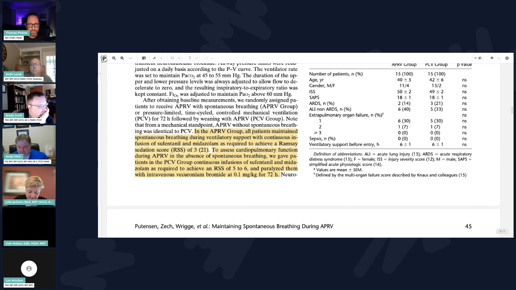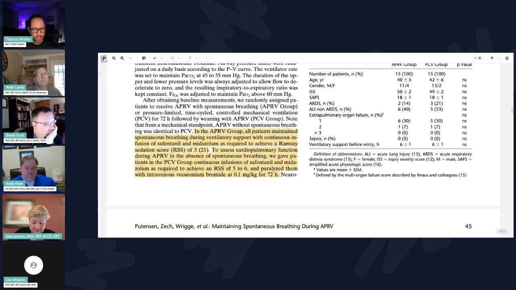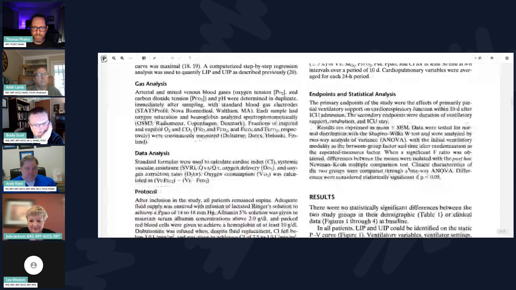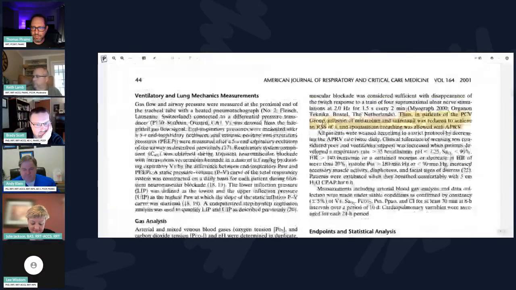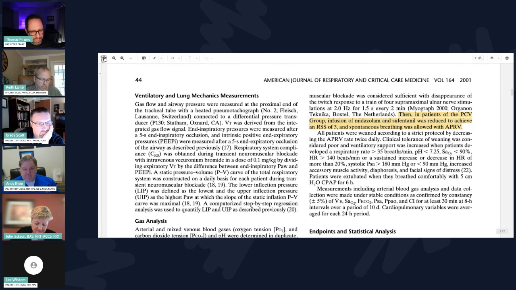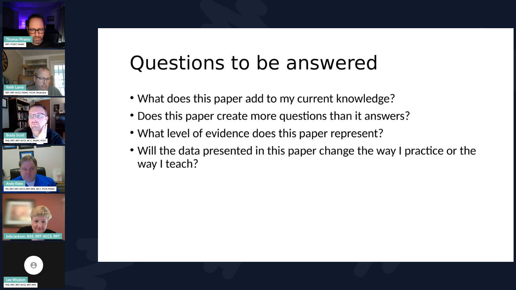And most people were, again, reading the study and saying, oh, you need less sedation and you have less time on the ventilator. But all you did is give the patients a 3-day, or essentially a 72-hour head start. And you can see here that after the 72 hours, the patients in the pressure control group had their sedation reduced for an RSS of 3 to allow spontaneous breathing on APRV. So again, that's just one example, but the next example is probably, these ones are more of my favorite here.